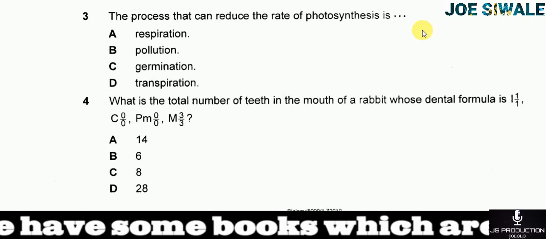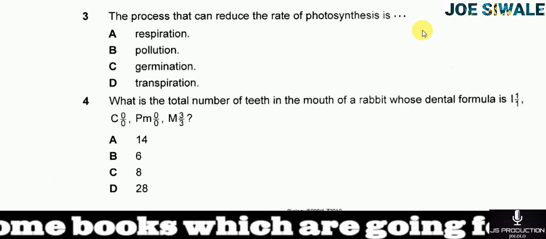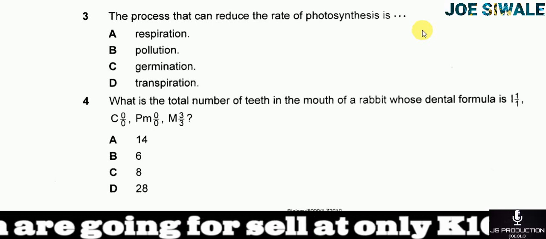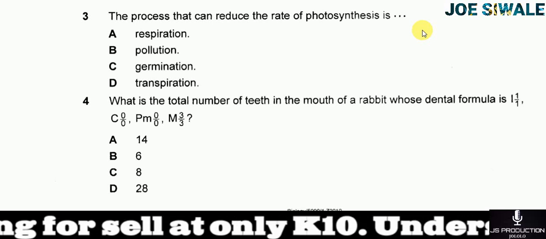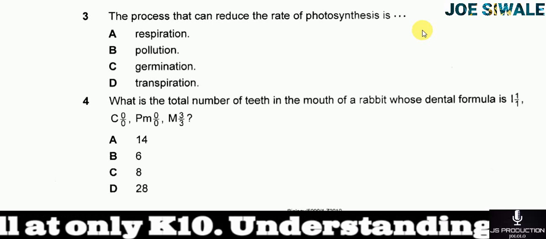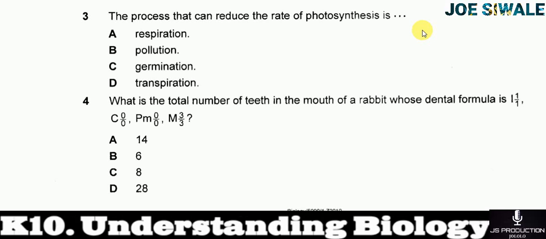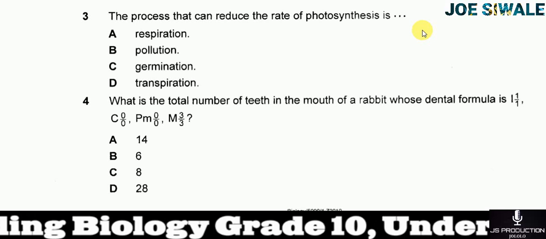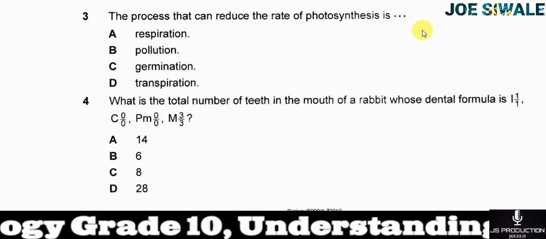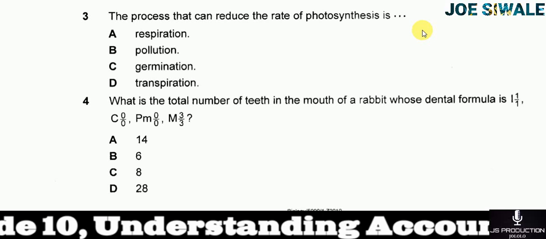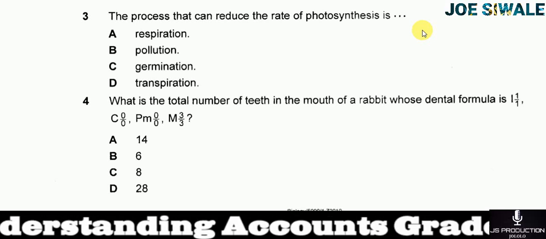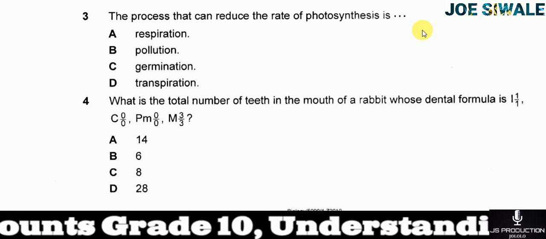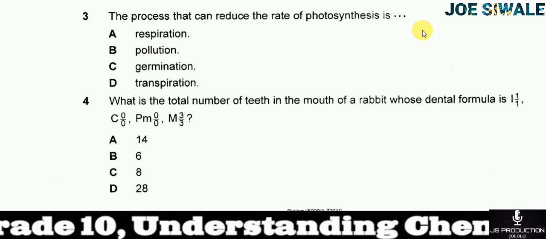What about B, pollution? So pollution is the process by which the environment is made unhealthy, and pollution cannot affect photosynthesis, so I'm going to cancel out B. Then C, I have germination. Germination is the process by which an organism grows. So germination does not affect photosynthesis. I'll cancel out C. What about D, which is transpiration?